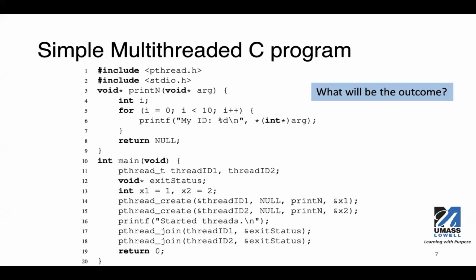Okay, so it seems straightforward. In the main program, we created threads and we print messages and then we wait for them to complete. Now my question is, what will be the outcome? Specifically, what do you think you will see on the screen in terms of the messages? So we know one of the threads will print my ID 1 for 10 times, and the second thread will print my ID 2 for 10 times. But will you see exactly my ID 1 printed 10 times, then my ID 2 for 10 times?